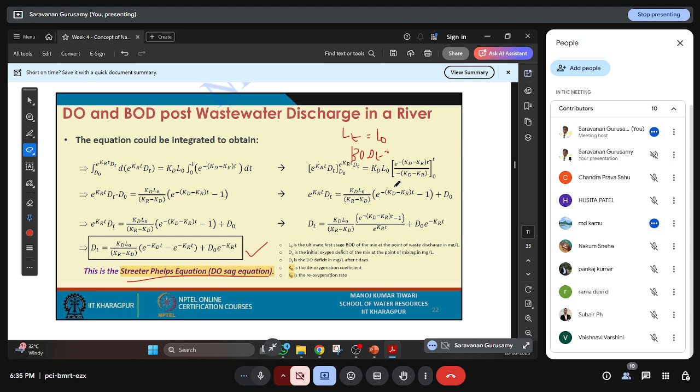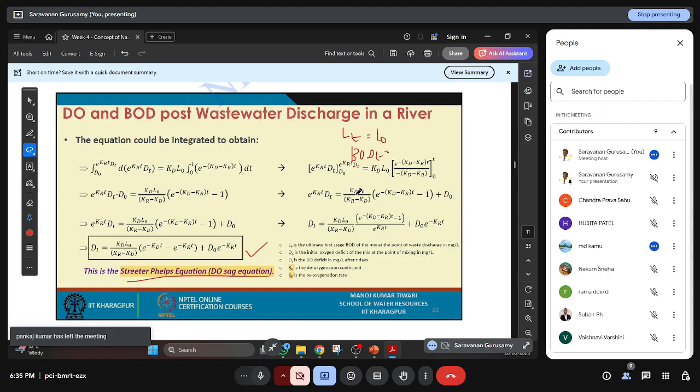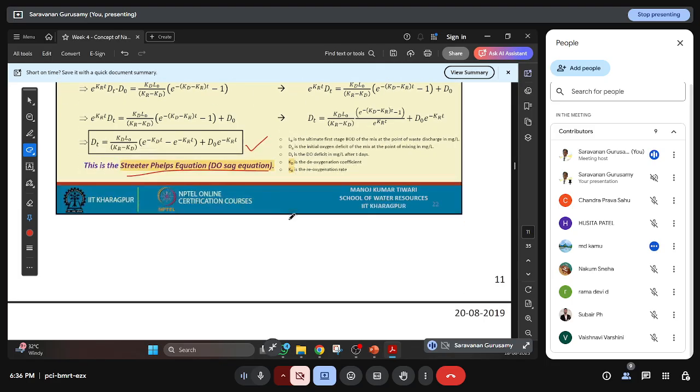Can I interrupt, please? Yeah, please. Somewhere I have found that in place of e, it uses 10 to the power minus kt. So when should e be used and when should 10 be used? That is the question. That is based on the integration. If you are integrating based on ln, you get e. If you are integrating based on log 10, you get 10 power. It will be given in the question whether the integration is based on base e or base 10.